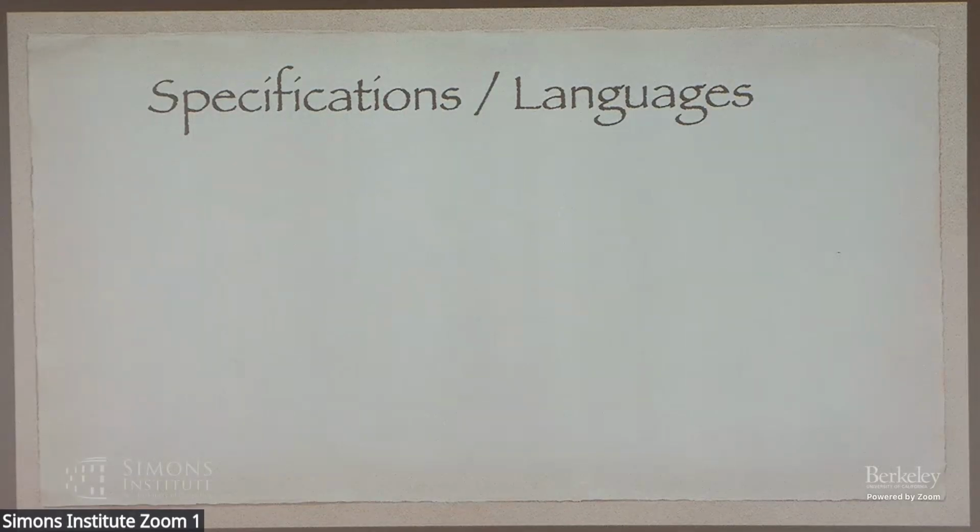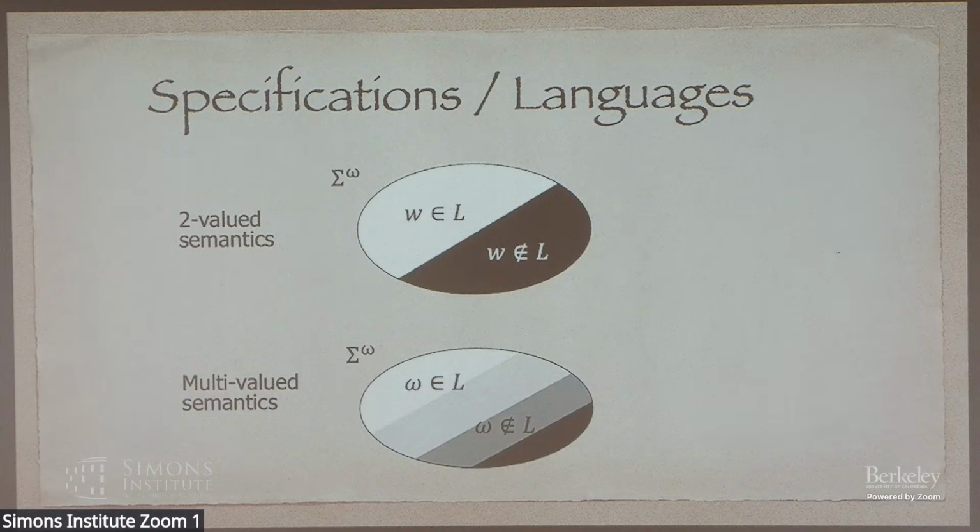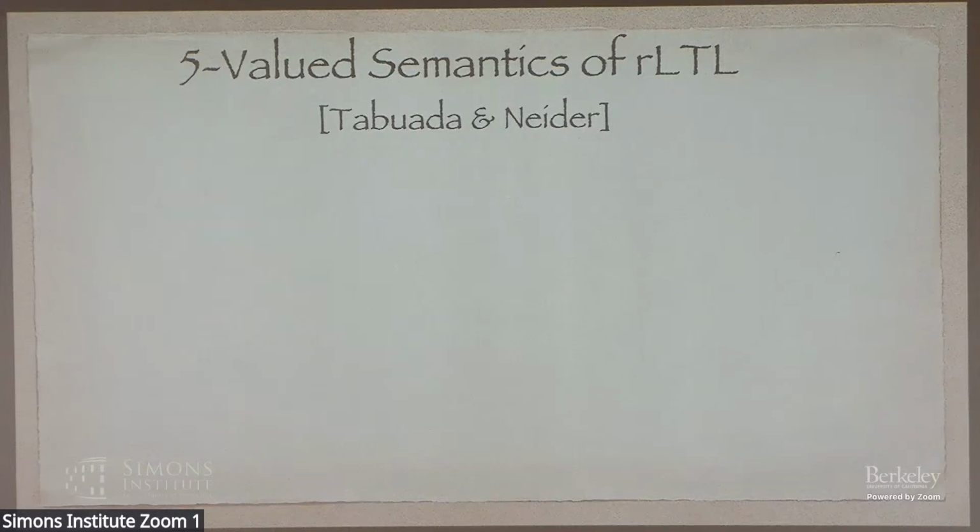So just to explain it from another angle, as I mentioned before, specification languages classify all the words into 2 sets, those that satisfy and those that violate. So if I'm starting with a temporal logic, you would say it's a 2-valued semantics for temporal logic, but you can think of a multi-valued semantics of whatever logic that you're working with. And there is one particular multi-valued semantics that I want to share with you. This one is a 5-valued semantics of Tabuada and Neider, which very much inspired us in this work.